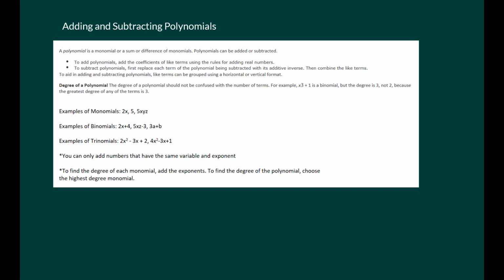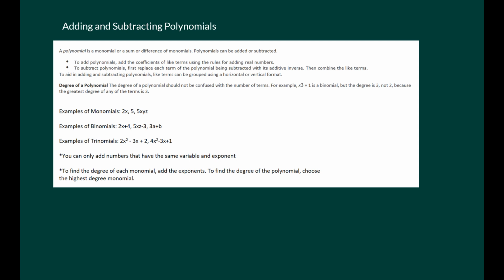In this section, we'll be learning about adding and subtracting polynomials. A polynomial is a monomial or a sum or difference of monomials. A polynomial can be added or subtracted. To add polynomials, you add the coefficients of the like terms, and to subtract polynomials, you subtract the coefficients of like terms, basically.